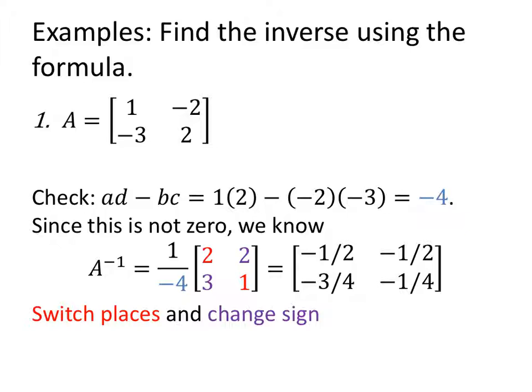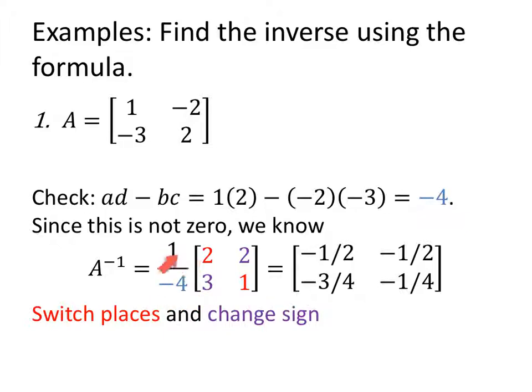We're going to find the inverse using the formula. So I have the matrix 1, -2, second row, negative 3, 2. I'm going to check ad, so 1 times 2, minus b times c, so negative 2 times negative 3, so that's 2 minus 6. 2 minus 6 is negative 4. Since negative 4 is not 0, we know the inverse is 1 over negative 4, right, my determinant. Switch the places of a and d. Change the sign of negative 2, change the sign of negative 3. And I'm going to finish it off by multiplying through by negative 1/4.